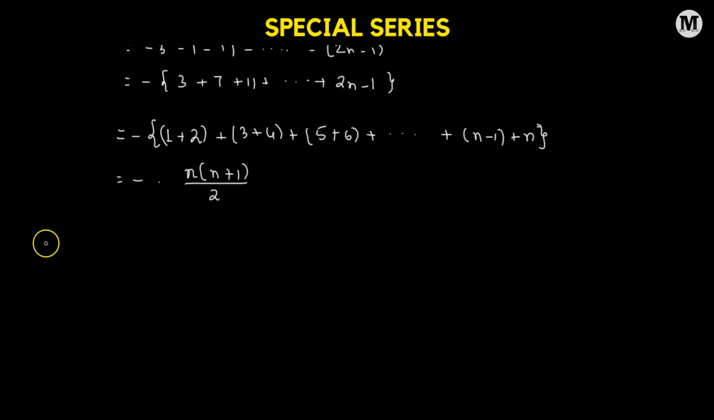Okay, now let's go to the other case when our n is odd, and that means we have an odd number of terms. The odd number of terms means our first term is 1 squared, next term is negative 2 squared, plus 3 squared, minus 4 squared. This is going to continue all the way up to the last term, which is n squared.